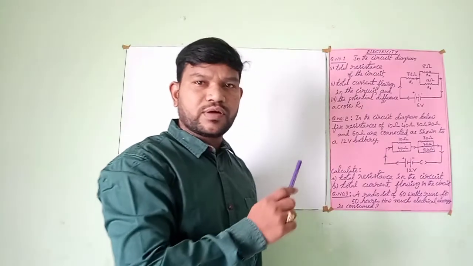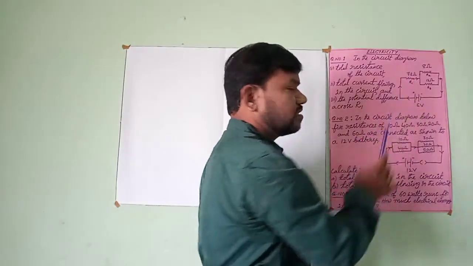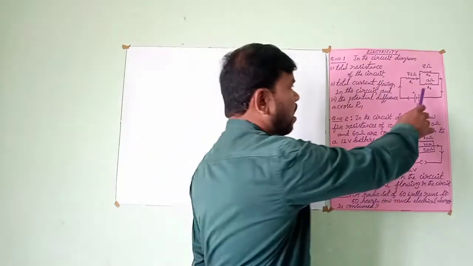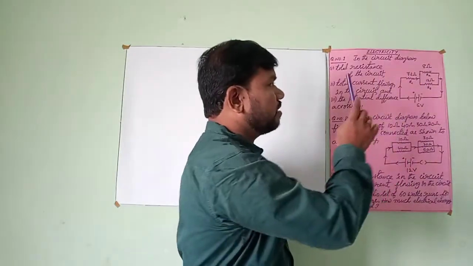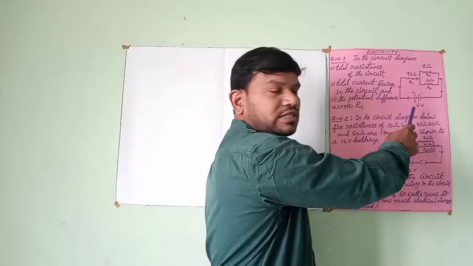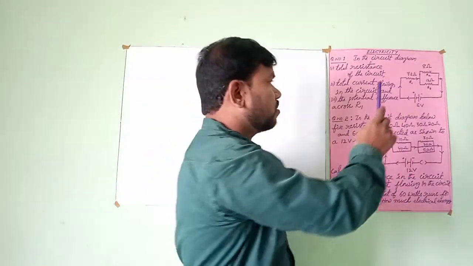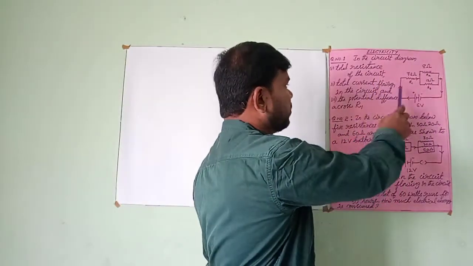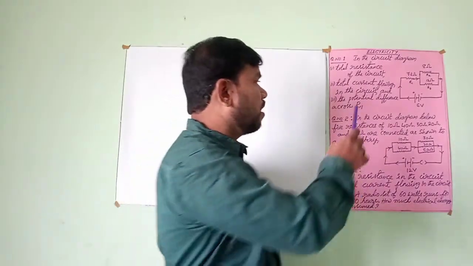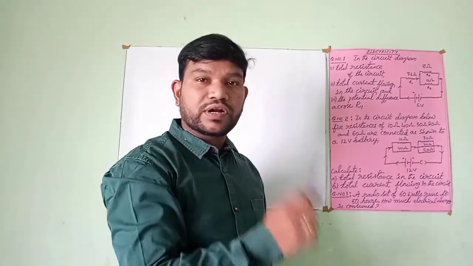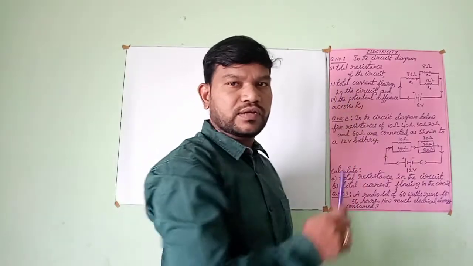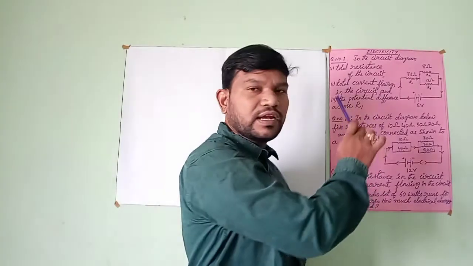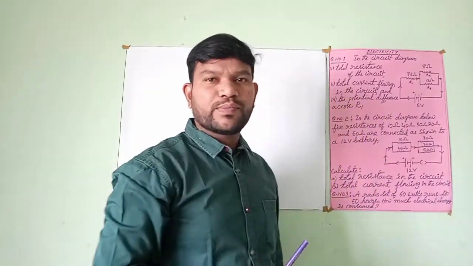In the problem, three resistances are given: R1 is 7.2 ohms, R2 is 8 ohms, R3 is 12 ohms, and the potential difference is 6 volts. First we need to identify the total resistance in the circuit, second the total current in the circuit, and third the potential difference across R1. If you identify the diagram very clearly, we can easily solve the problem.